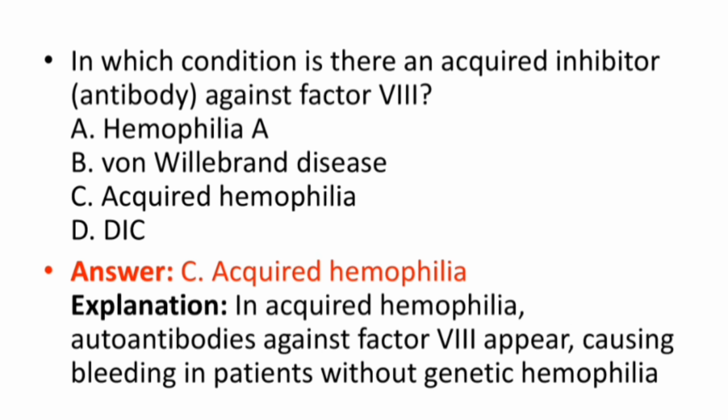In which condition is there an acquired inhibitor against factor 8? Option A, hemophilia A; option B, von Willebrand disease; option C, acquired hemophilia; option D, DIC. The correct answer is option C, acquired hemophilia. In acquired hemophilia, autoantibodies against factor 8 appear, causing bleeding in patients without genetic hemophilia.